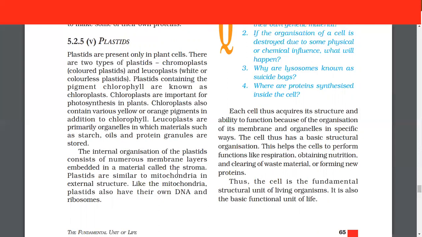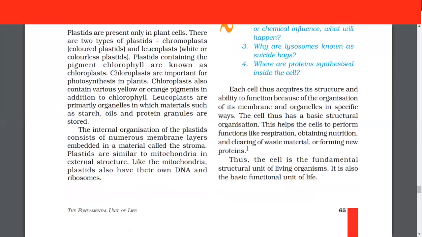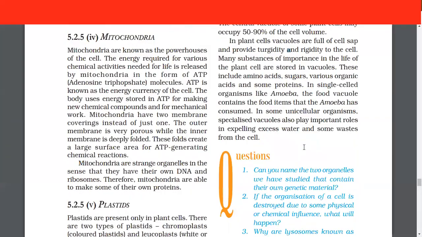The internal organization of the plastids consists of numerous membrane layers embedded in a material called the stroma. Plastids are similar to mitochondria in external structure. Like the mitochondria, plastids also have their own DNA and ribosomes.